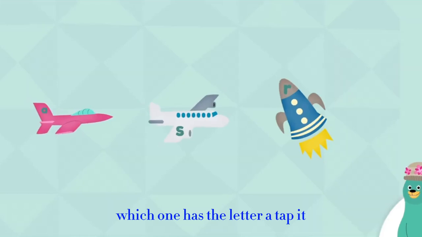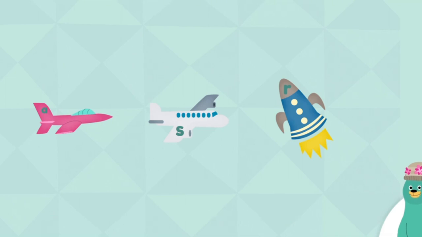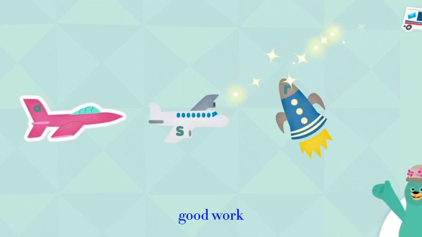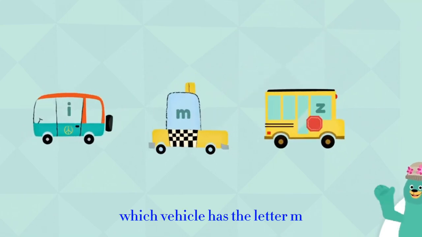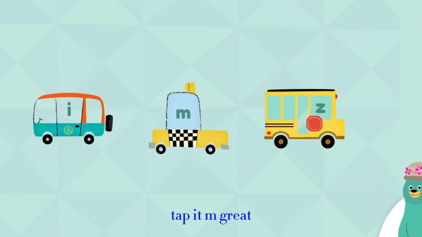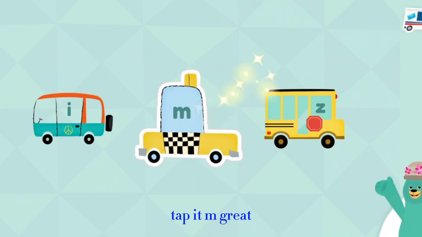Which one has the letter A? Tap it. A. Good work! Which vehicle has the letter M? Tap it. M. Great!